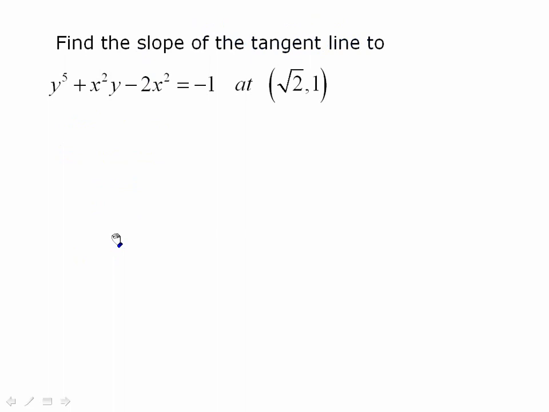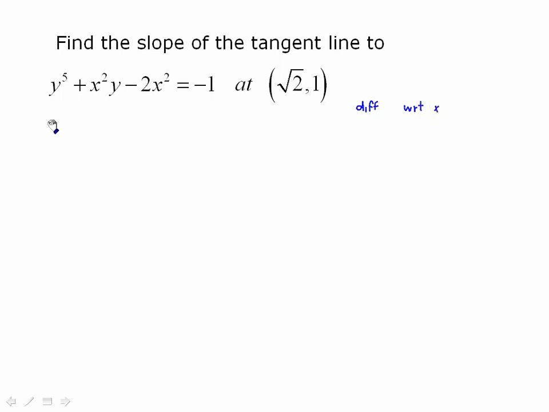Now here we go with traditional derivative questions. We want to get the slope of the tangent line to this function, or this, excuse me, not a function, this equation, specifically at square root 2, 1. Now that's not a big deal. Now notice you were given the y-coordinate, which is kind of nice. We differentiate with respect to x, just like we always do.